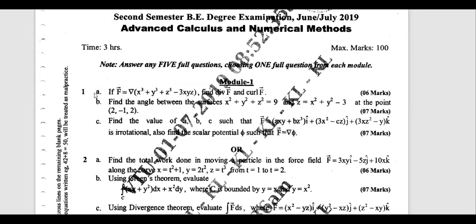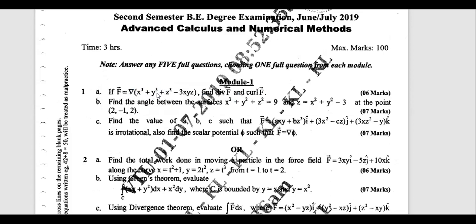So see here in question number 1a, you can see clearly F bar is del operating on x cube plus y cube plus z cube minus 3xyz. Find divergence and curl of F. You know how to find divergence and curl. Before that, F is not looking like a vector. So this is a solved problem. Can anybody tell me how I can write it in terms of a vector then?